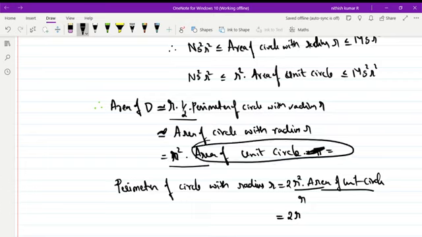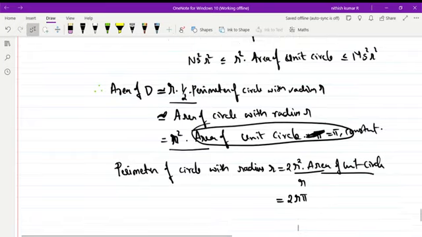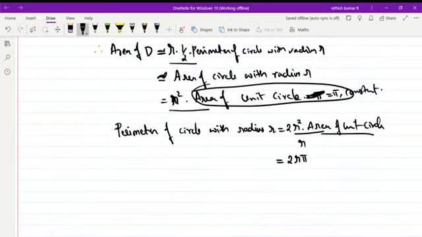Now we take the area of the unit circle as pi, a constant. You already know it. I'm taking it as pi and naming it as a constant. It's just a constant. The area of a unit circle is always constant. It is one number, and that is pi. So we are getting the perimeter of a circle as 2 pi r.